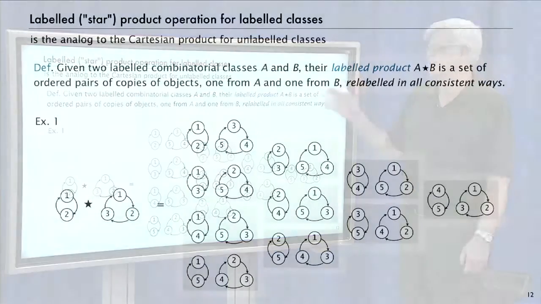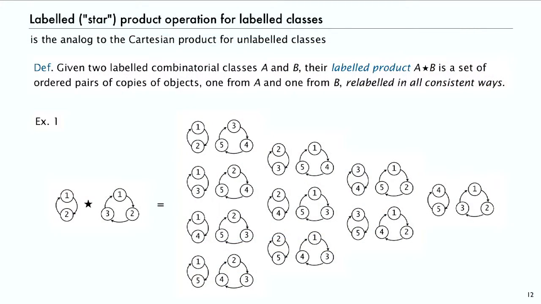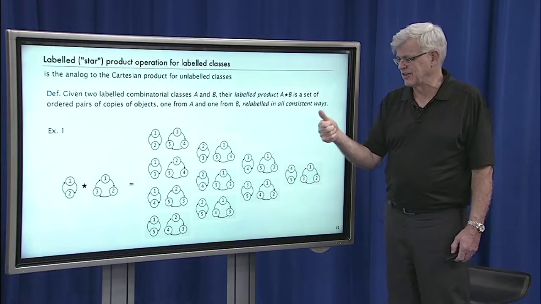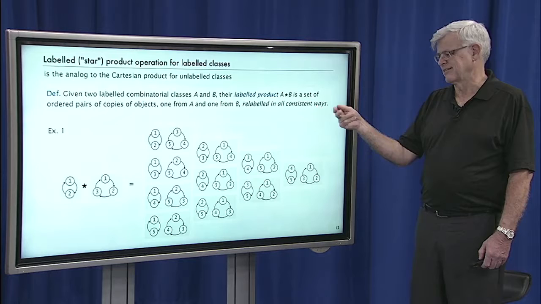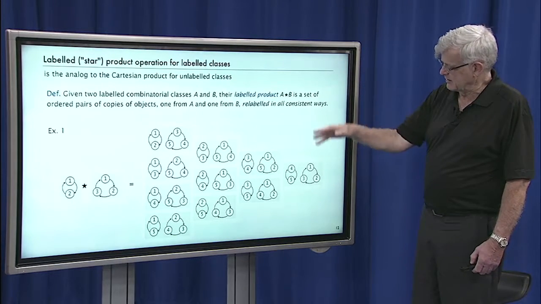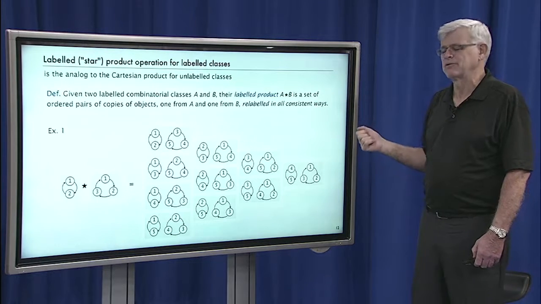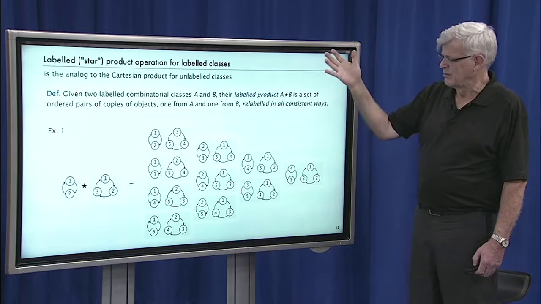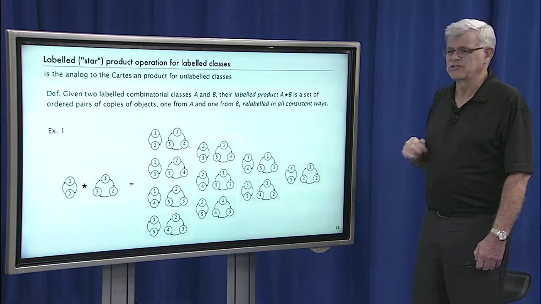So given two labeled combinatorial classes A and B, their star product, or labeled product, is a set of ordered pairs of copies of objects, one from A, one from B, but they need to be relabeled in all consistent ways. And here's a very small example. If we have a class that consists of a single 2-cycle and another class that consists of a single 3-cycle, and we take the star product, we get a class that consists of 10 pairs of objects. We have the 2-cycle and the 3-cycle, but we need to relabel them in all consistent ways.